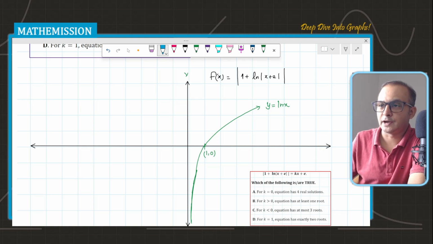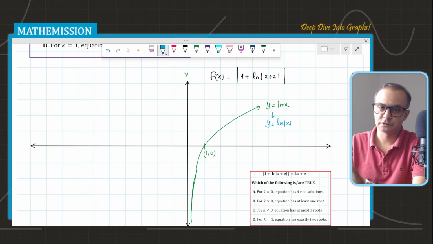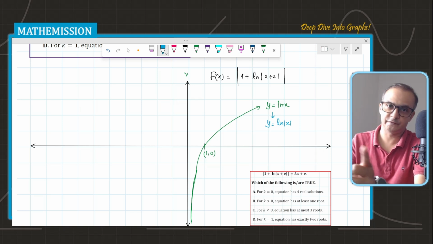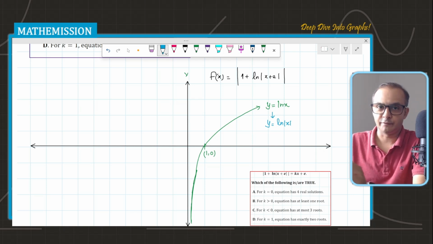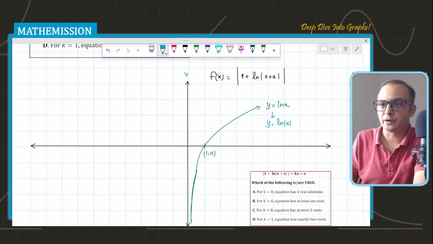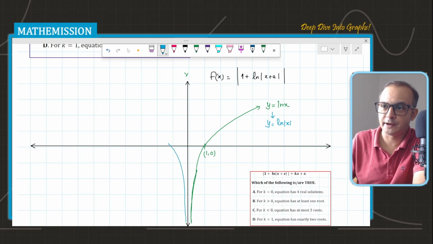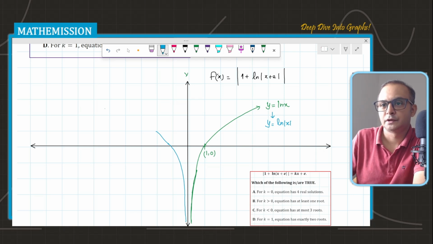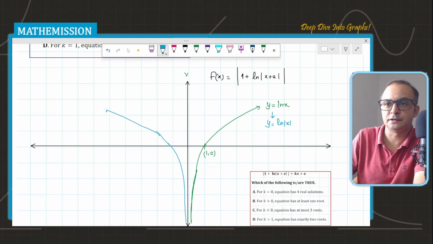Now I'm drawing the graph of y is equal to log mod x. So for the log mod x graph, we have to take the image of the graph which we see on the right hand side of the y-axis to the left hand side of the y-axis also. And we have to keep the right hand side as well. So of course the graph of log mod x combined will look like this. We have to take the image of it. So maybe by hand it will not be so symmetrical, but you can understand what I want to say.